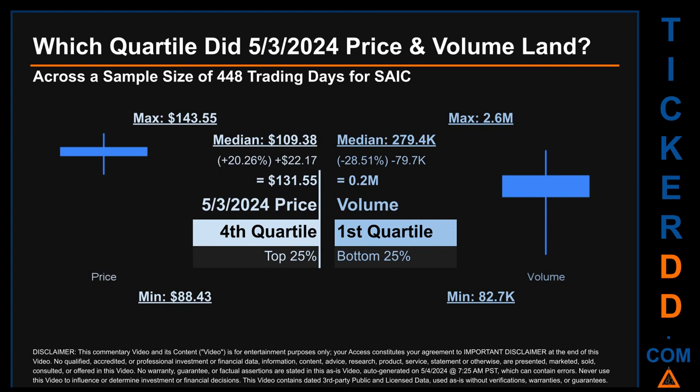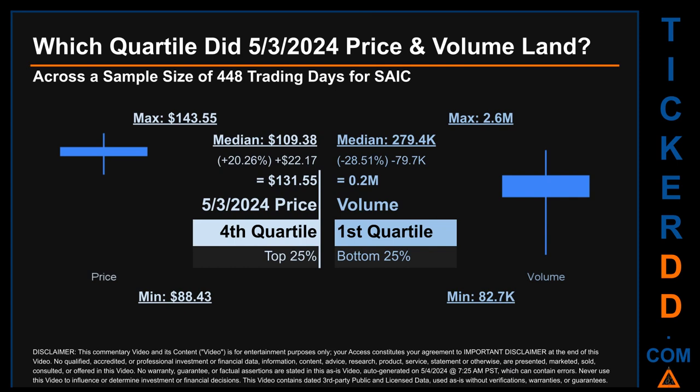The day's volume landed within the 1st quartile, at the bottom 25% of all sampled daily volume, which saw a max daily volume of 2.6 million and a minimum of 82.7 thousand. Quartiles tell us about the spread of a data set by breaking that data set into quarters, just like how the median breaks the set into half.